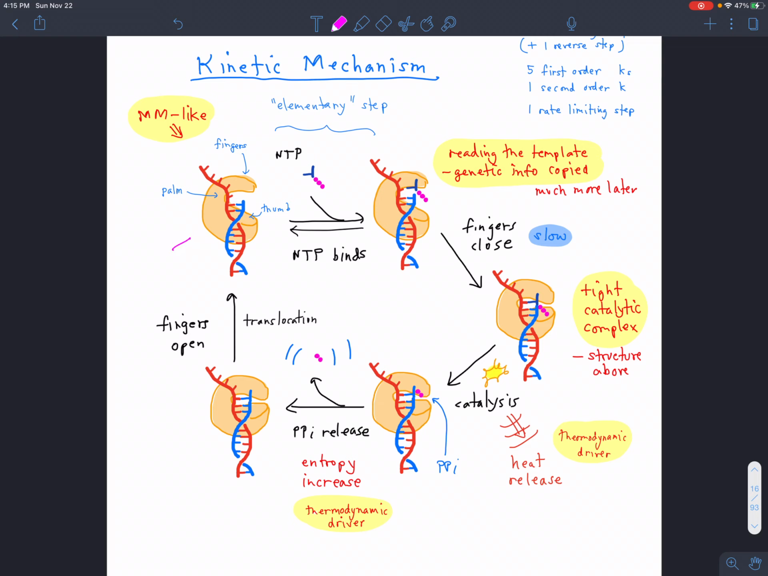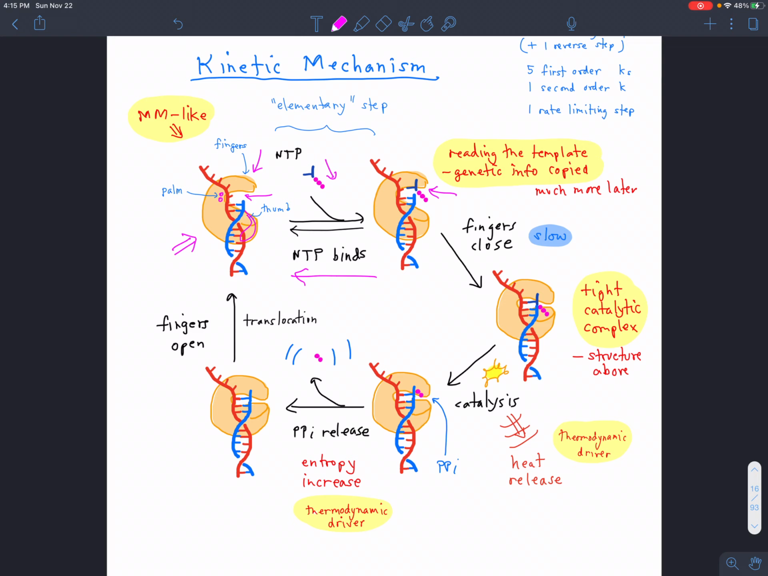The very first state of the machine is with no nucleotide present. There's a gap there, right? The fingers are open to admit a new nucleotide. There's the palm. The 2 magnesiums are there, but they're not shown in this picture. Here's the thumb wrapping around the minor groove. And the first thing that happens is that a new nucleotide comes in and sticks itself into the correct position. And so the nucleotide binds at that point. This is a reversible mechanism, which means the nucleotide can come off at that point.